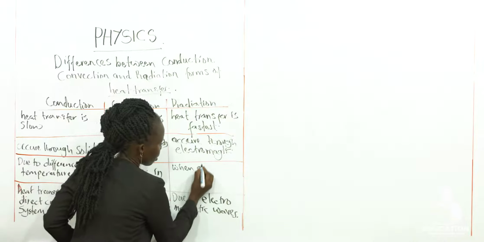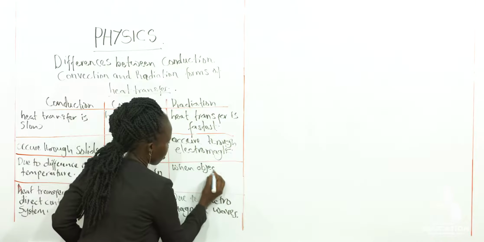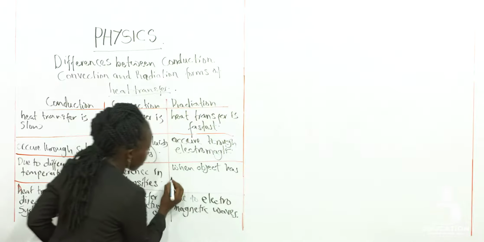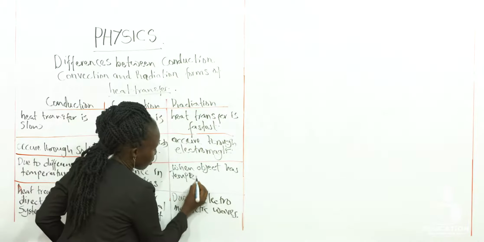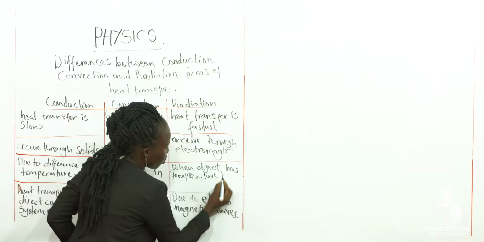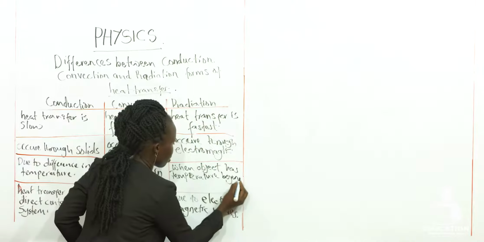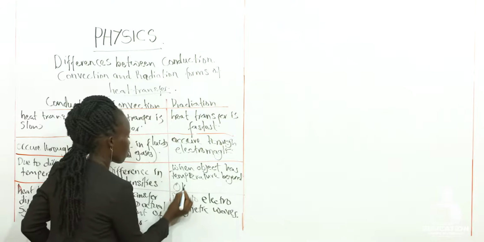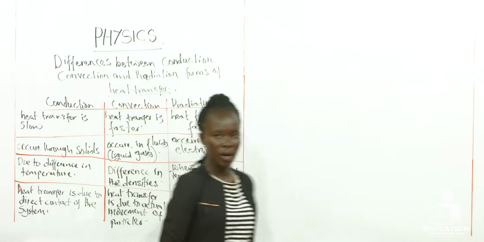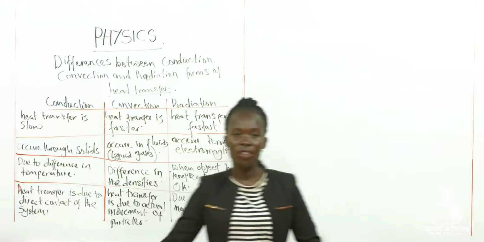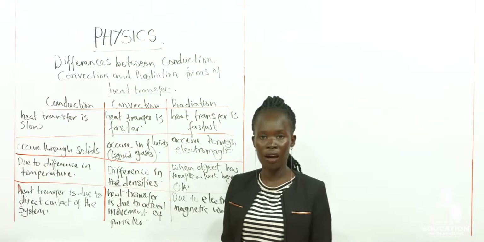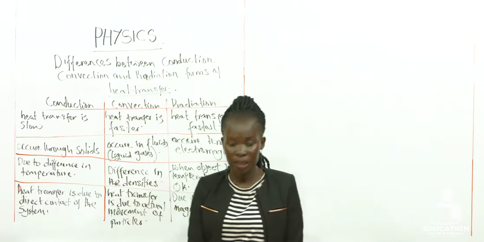When an object has a temperature beyond 0 Kelvin, you can either say 0 Kelvin or 0 degree Celsius. So these are not the only differences we have, but there are so many others.